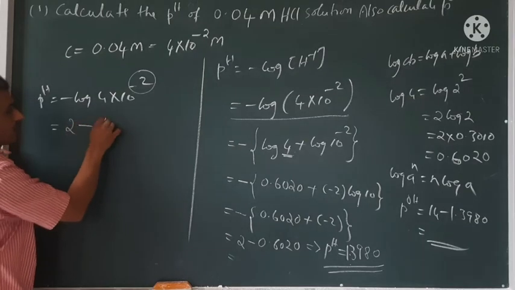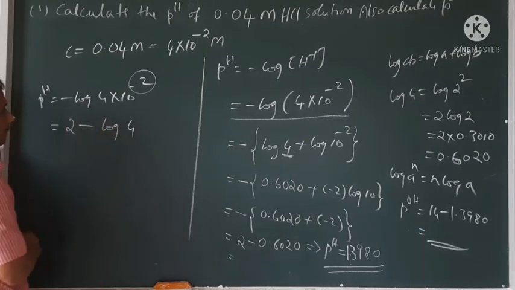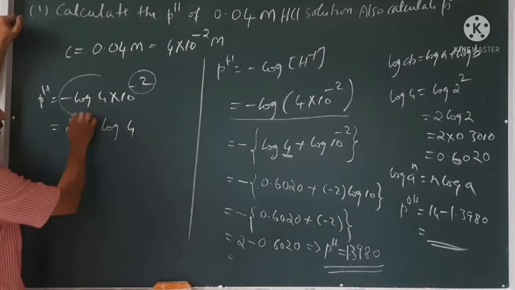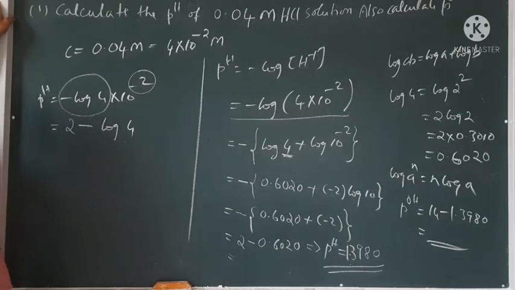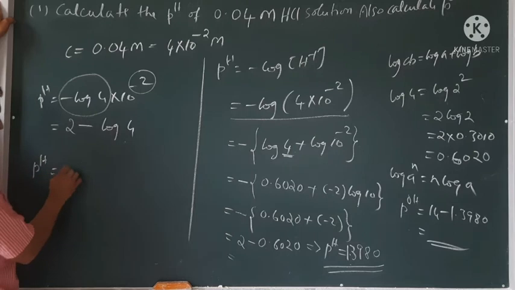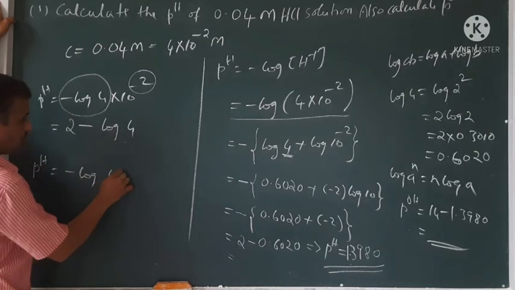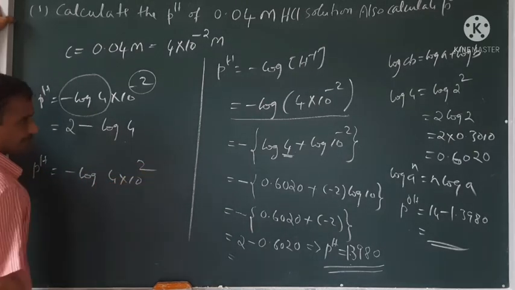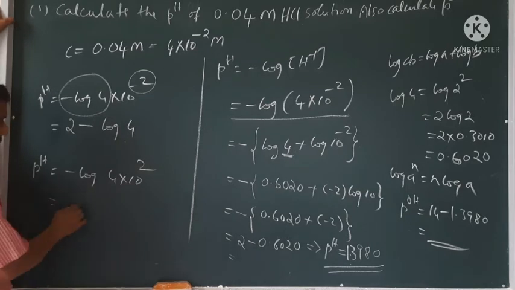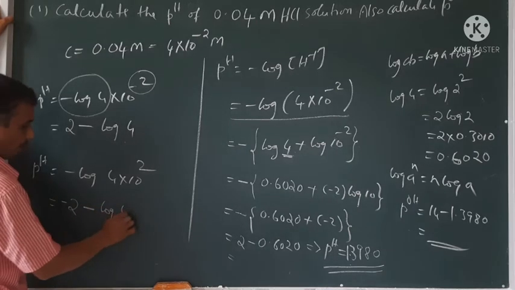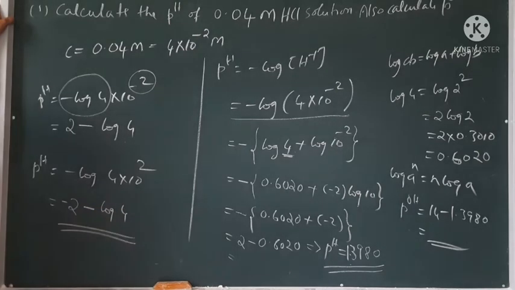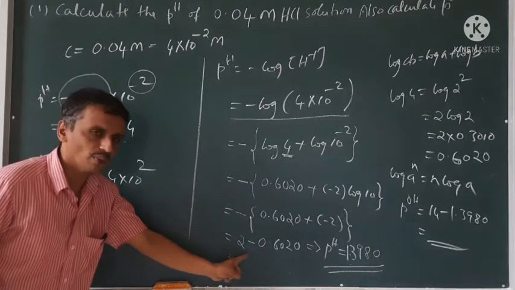Then minus log 4 means this should be written as: pH is equal to minus log of 4 into 10 to the power 2 is the ratio. Then 2, but you write minus 2 minus log of 4. This is how to write directly, because it comes to the same formula.